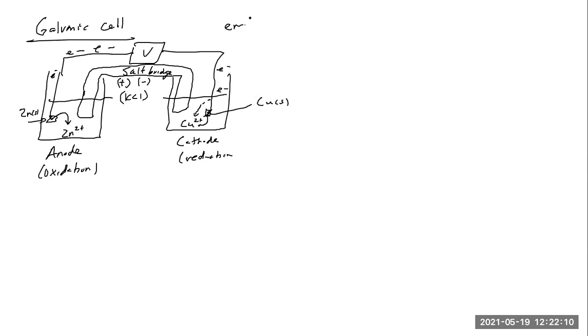EMF, a cell voltage, if you will, this potential difference between the two that really drives those electrons going from the anode to the cathode.